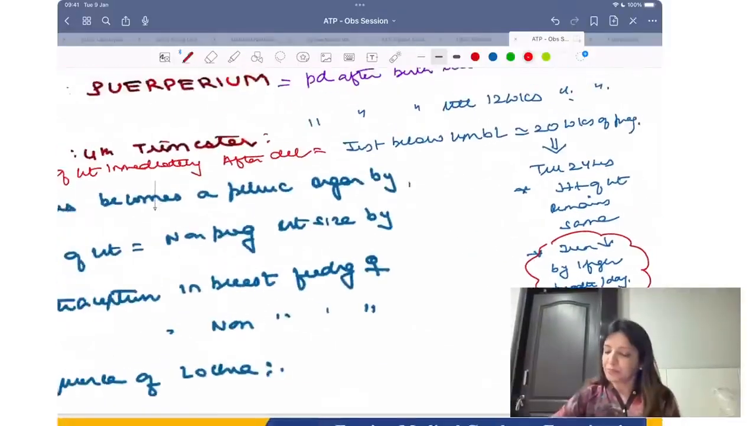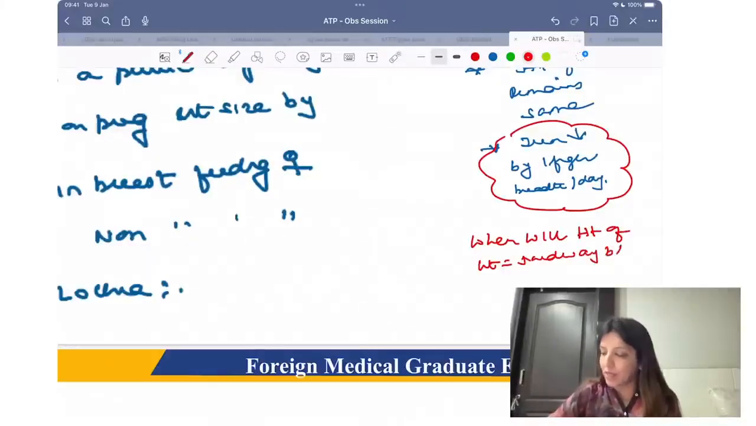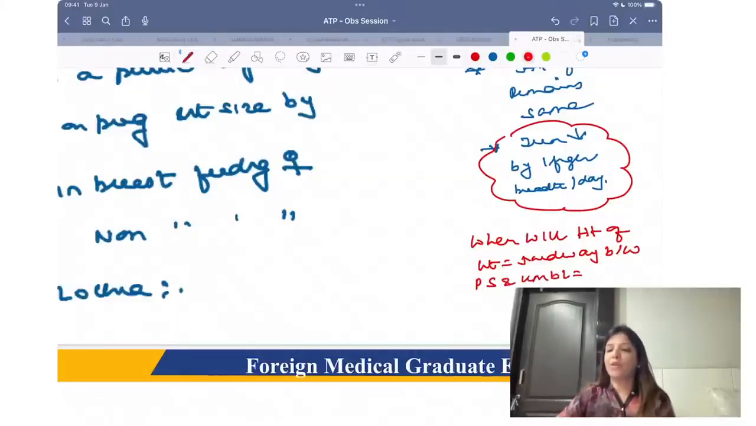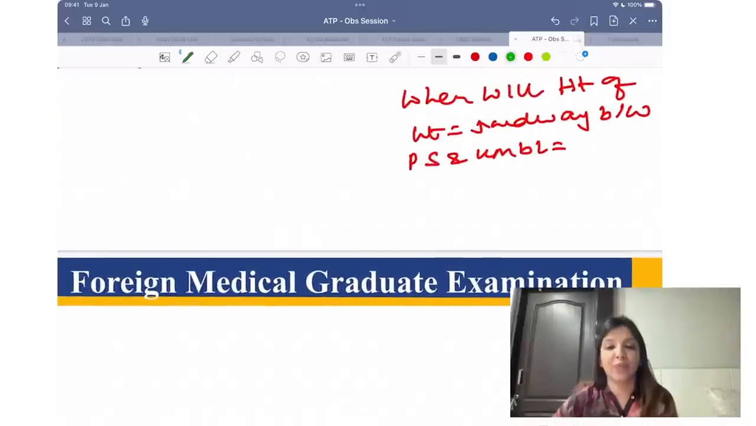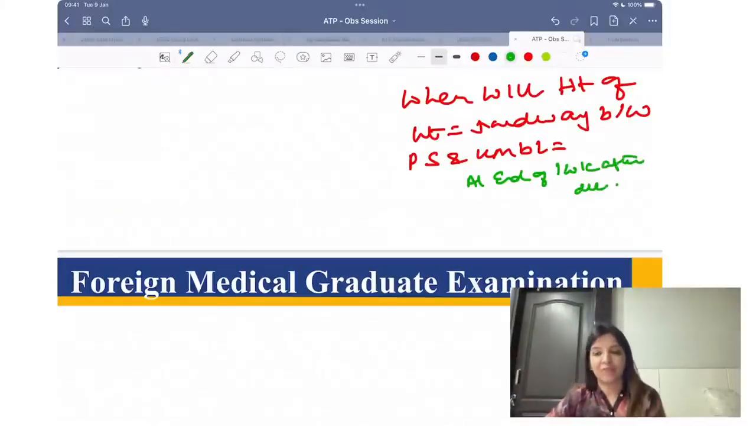Please remember, very, very important question: when will the height of uterus be midway between pubic symphysis and umbilicus? When will the height of the uterus be midway between pubic symphysis and umbilicus? When will it be midway? Anyone? At the end of 1 week after delivery. Right?